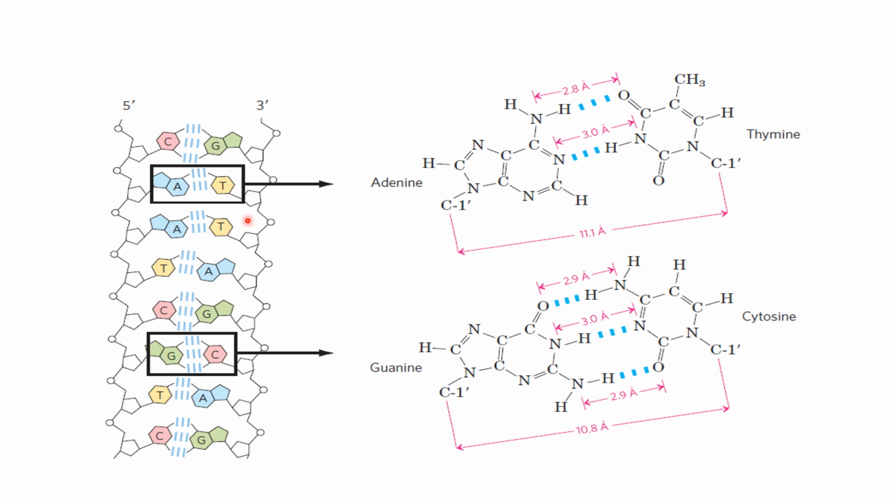The second point is that there is complementarity, and there is hydrogen bonding between the bases. First, adenine base pairs with thymine via just two hydrogen bonds. These blue dashed lines represent the hydrogen bonds.